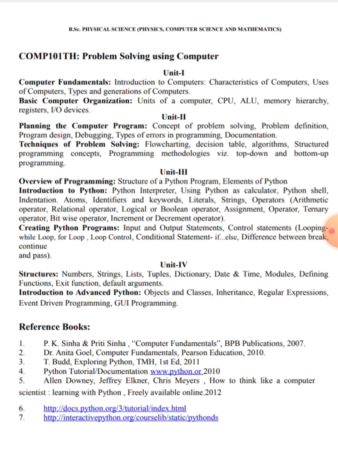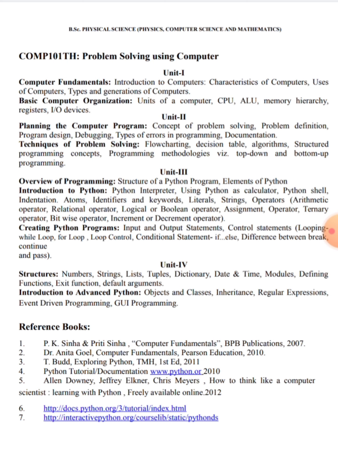The second part in unit 1 is basic computer organization, in which units of computer will be discussed, with a brief discussion about CPU, ALU, memory hierarchy, registers, and input output devices.